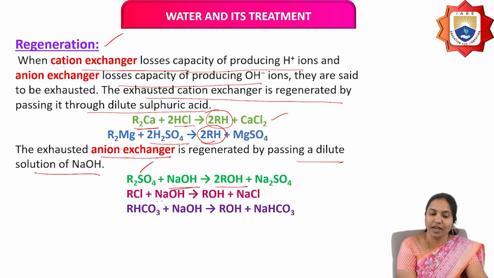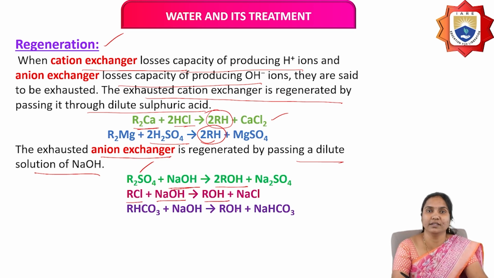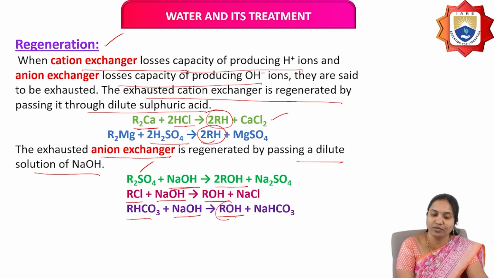Here also, same, by passing NaOH. In this case also ROH, the anion exchange resin, is regenerated. Here also, by passing NaOH to RHCO3, the anion exchange resin is regenerated. It can also be regenerated by passing dilute acid.